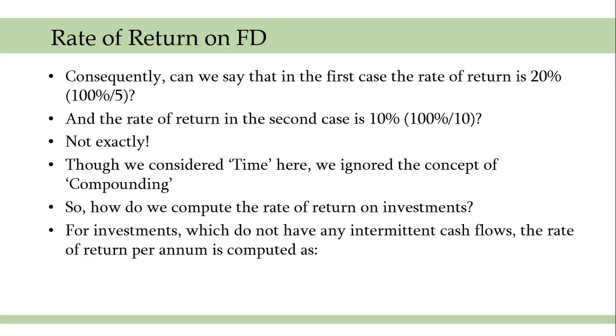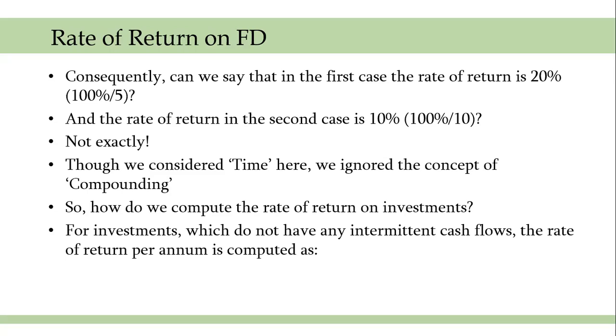For investments which do not have any intermittent cash flows, what I mean by this is an investment where you buy the asset, hold it for some time and sell it at the end of a particular period, there is no cash flow in between. One example could be you buy gold today, hold it for 3 years and sell at the end of 3 years. During this 3-year period, you are not receiving any income or making any further payments.